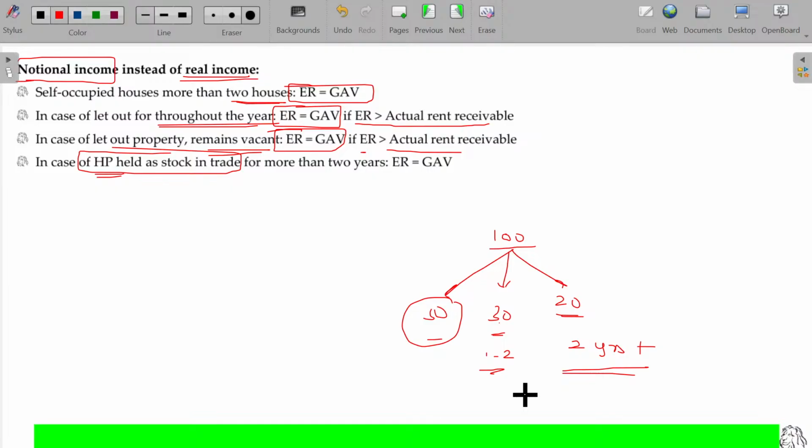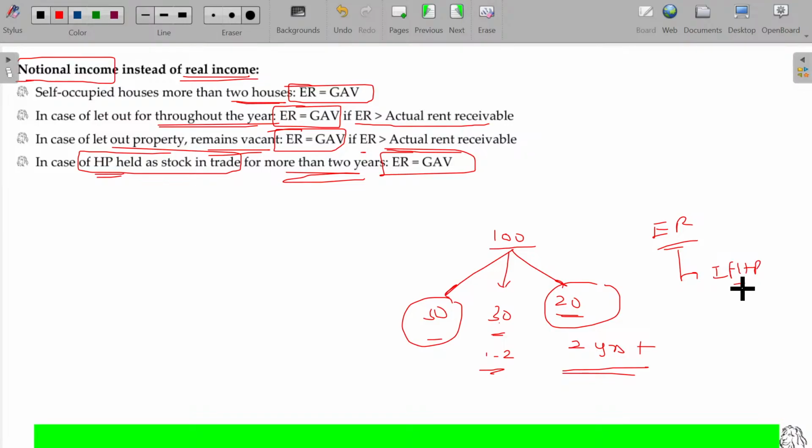That's my business income. But if the flats remain unsold for more than 2 years, automatically that will be considered as deemed to be let out. You have to pay the tax on the income. Is that okay? So more than 2 years, then expected rent will be the GAV. For these 20 flats, find out the expected rent. That will be your income from house property.